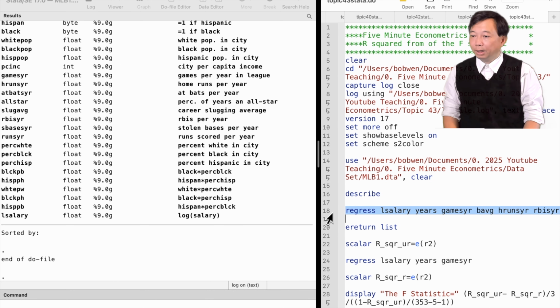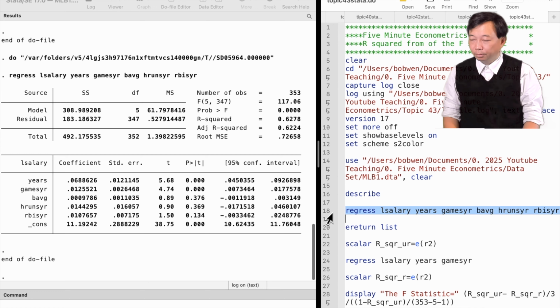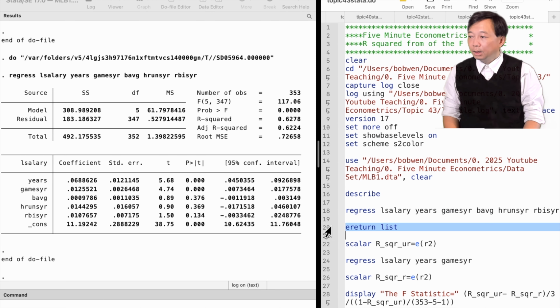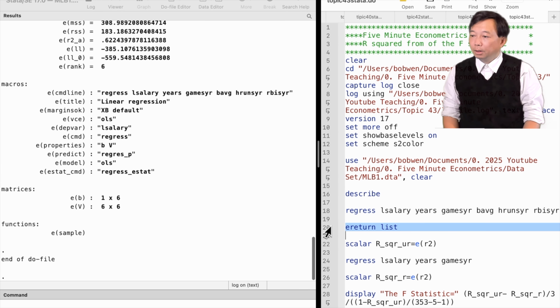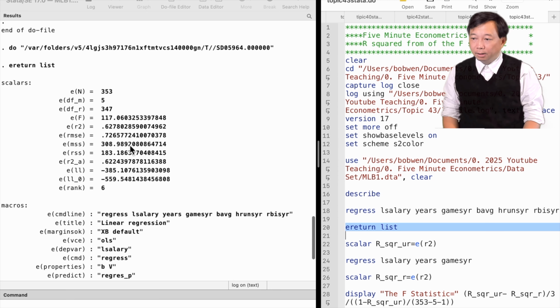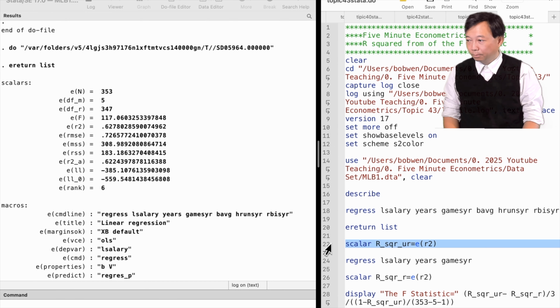We first regress the unrestricted model, that is, the original model without any restriction. The ereturn list command enables us to find where the R-squared is stored. We generate a scalar equal to the R-squared.